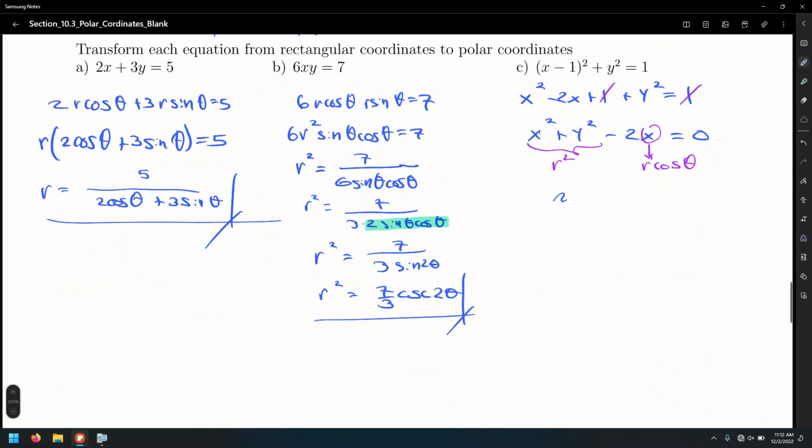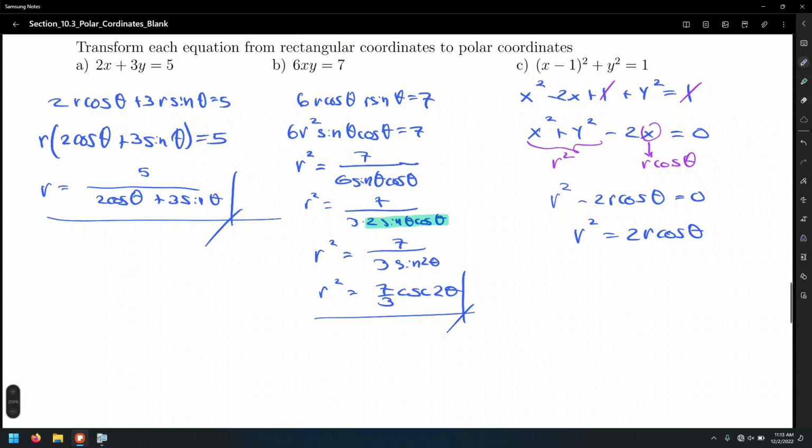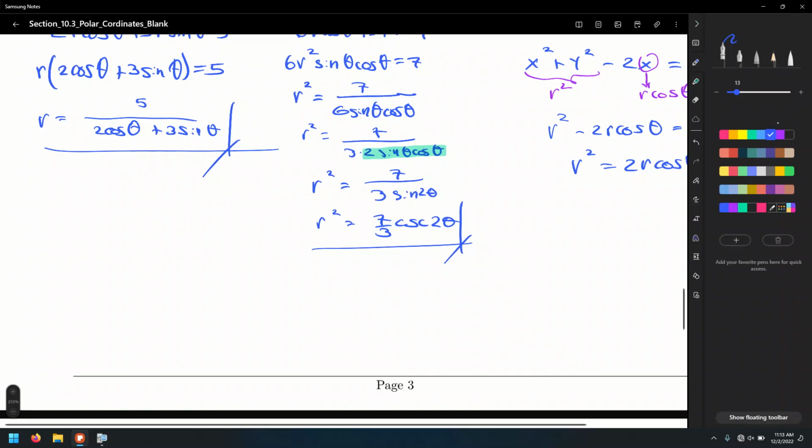So that's r squared minus 2r cosine theta. Set it equal to 0. Solve for r squared equals r cosine theta. But in this case, this is going to be a little weird for a while because we have r squared, we have r's on both sides. And before simplifying this equation, let me take a detour back to algebra.